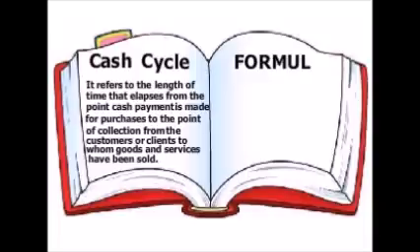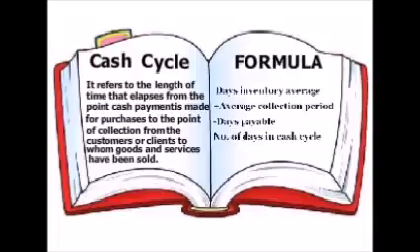Let's look at the formula. First, we will look for the number of days in inventory and add the average collection period, then deduct the number of days in payable, and the answer would be the average number of days in a cash cycle.